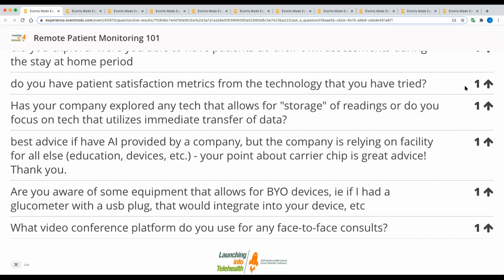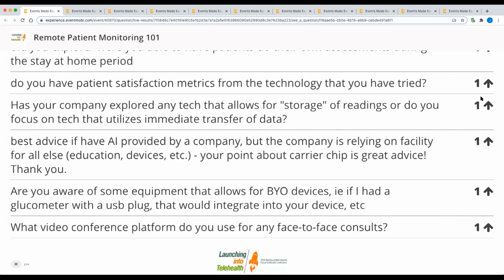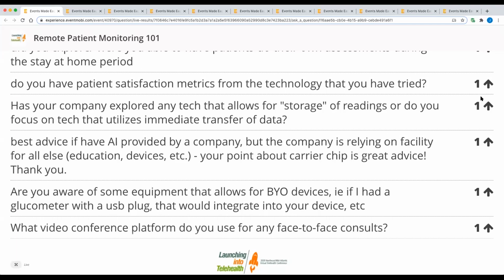What video conference platform do I use for any face-to-face consults? Actually, we utilize a platform called Adaptive Telehealth.